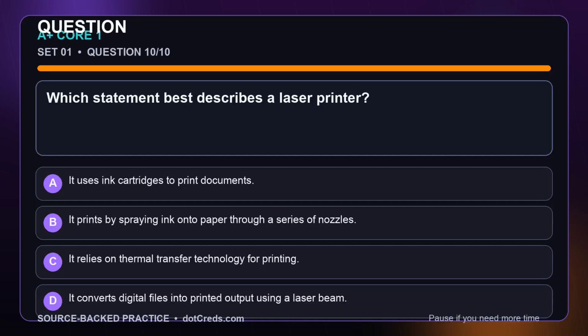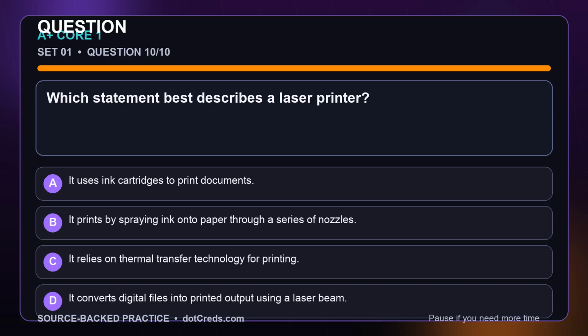Question 10. Which statement best describes a laser printer? A. It uses ink cartridges to print documents. B. It prints by spraying ink onto paper through a series of nozzles. C. It relies on thermal transfer technology for printing. D. It converts digital files into printed output using a laser beam.